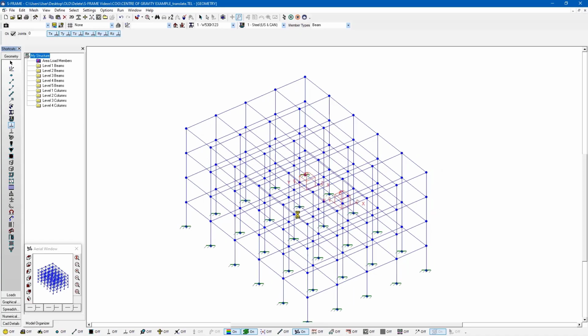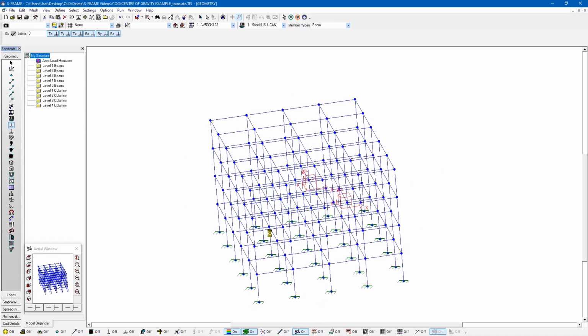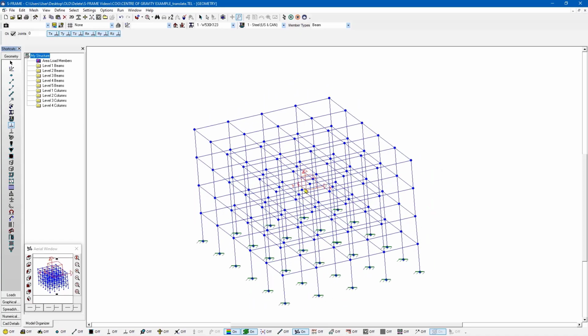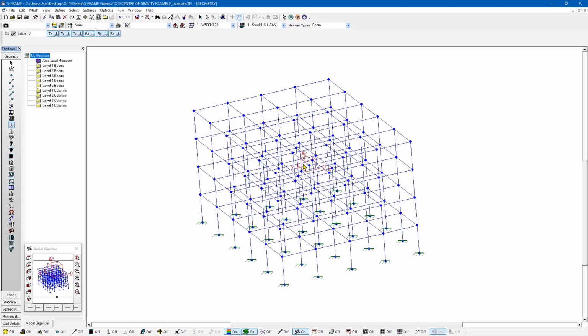And now we can see where our center of gravity is located. It's right at this crosshair of the global coordinate system. Now all of my loads should be applied in such a way that the moments caused by the lever arms relative to this global coordinate system should equal zero. And I can verify that by just running another analysis.